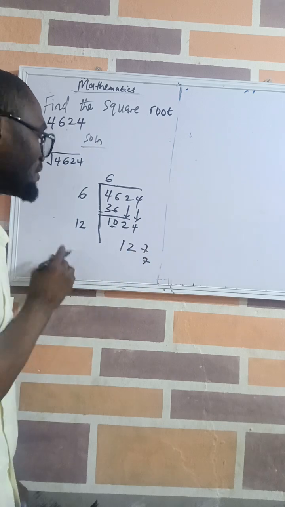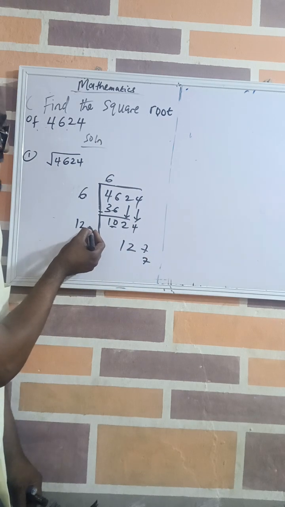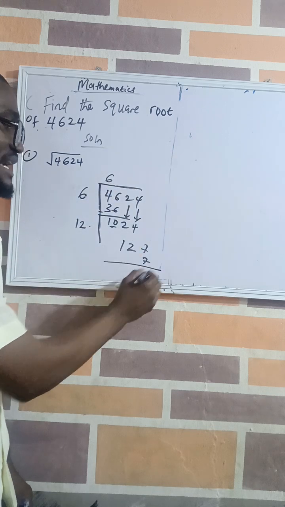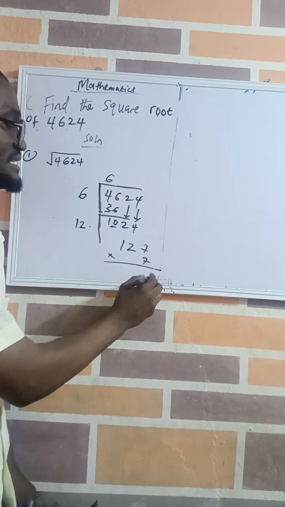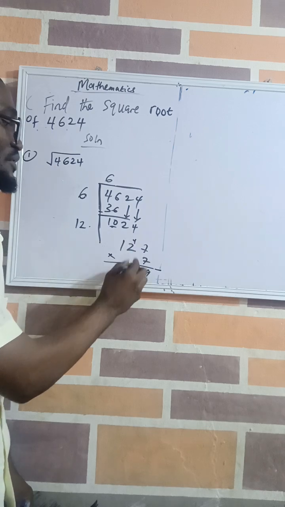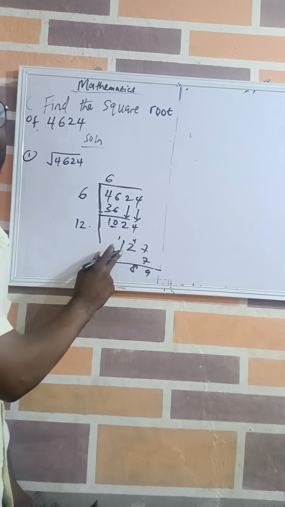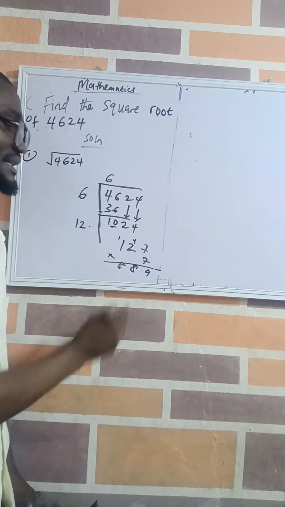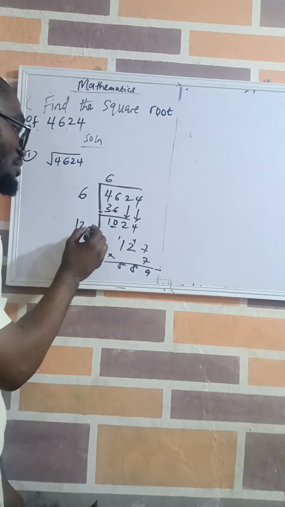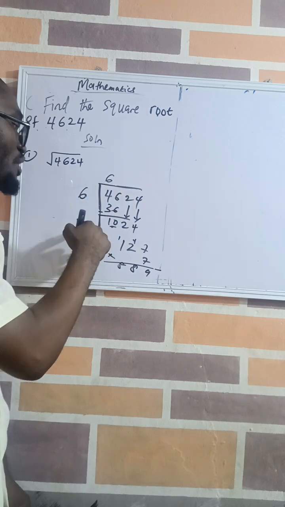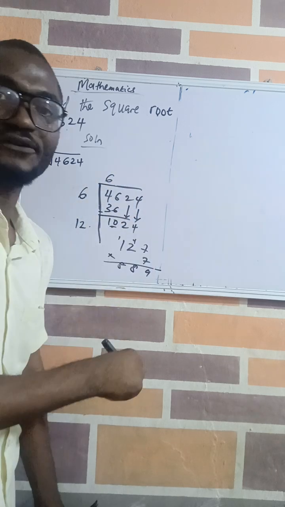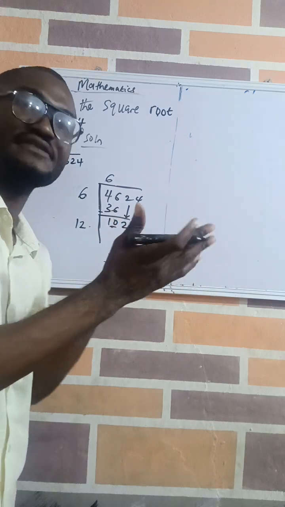127 times 7. Meanwhile, the number you are going to add to this place must be equal to what you are going to put here. So let's try 127 times 7. 7 times 7, 49. 9 carry 4. 7 times 2, 14 plus 4, 18. 8 carry 1. 7 times 1, 7 plus 1, 8. 889. So it's still less than it. So don't forget, you have to look for two equal numbers you are going to multiply together that will give you either 1,024 or number less than it, which is very close.